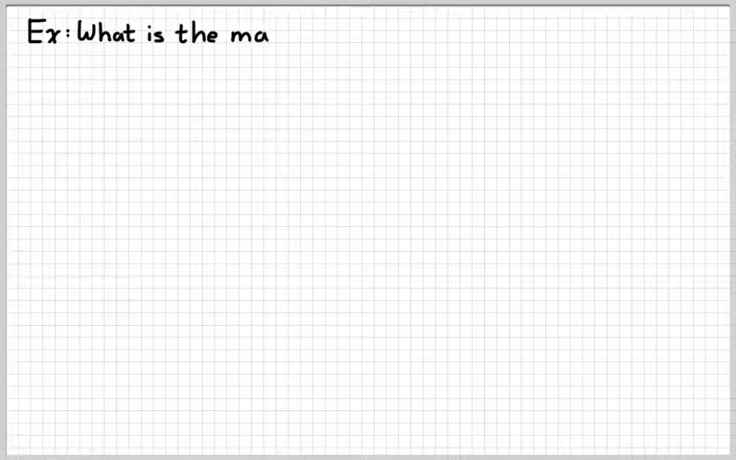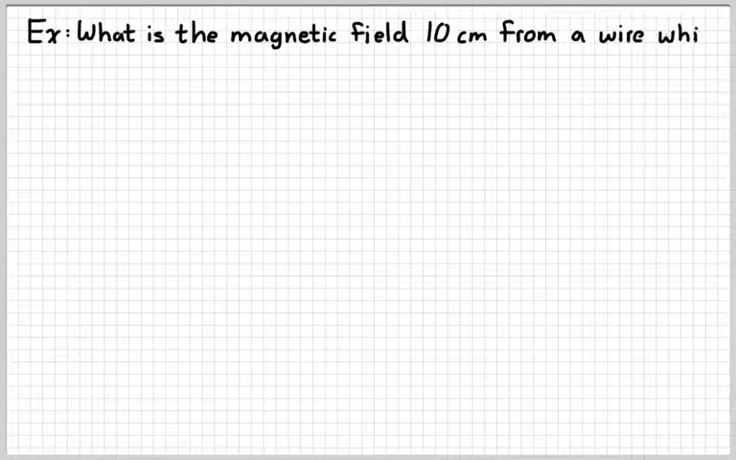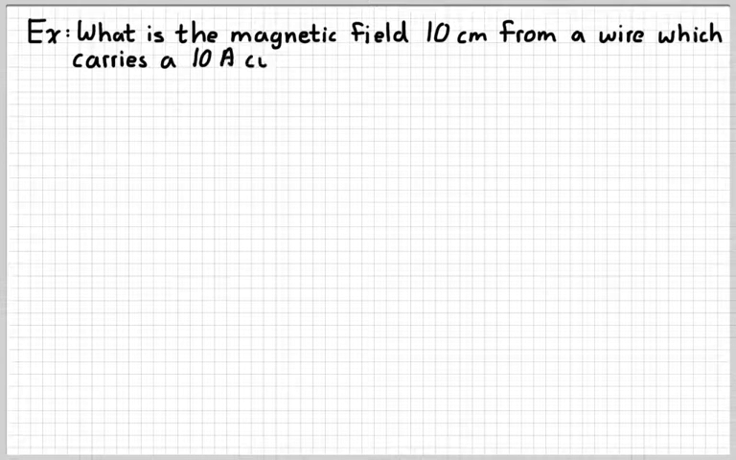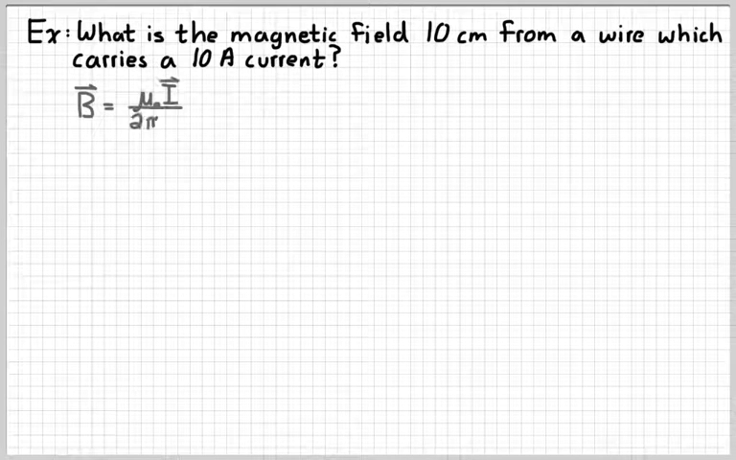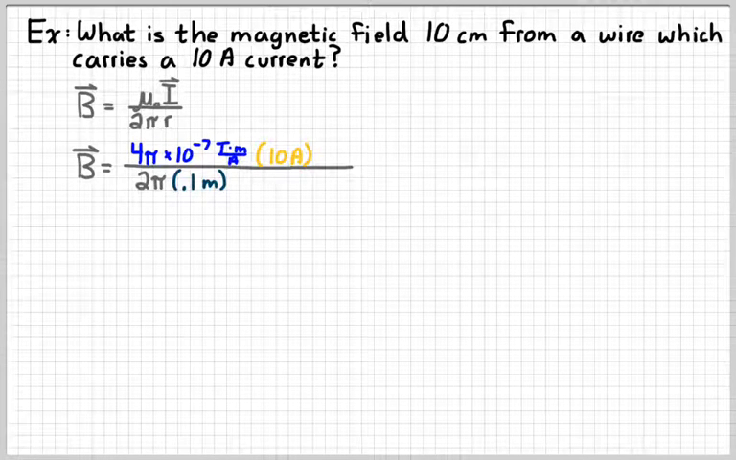So, for example, what is a magnetic field 10 centimeters from a wire, which is carrying a 10 ampere current? So you're pretty close to a wire with a very big current. So just using our equation, mu naught I over 2 pi r, substituting in, that comes from our formula chart when we need it. Current is 10 amps, 2 pi is a constant, and then make sure you convert the centimeters to meters.